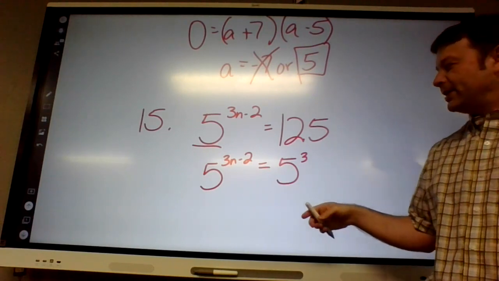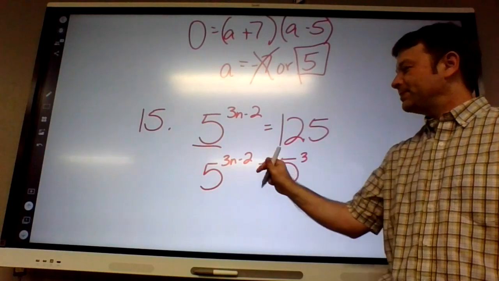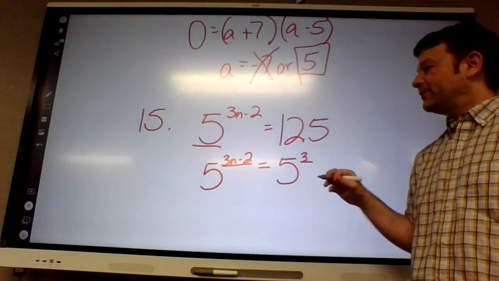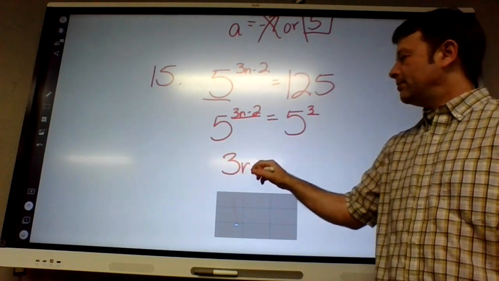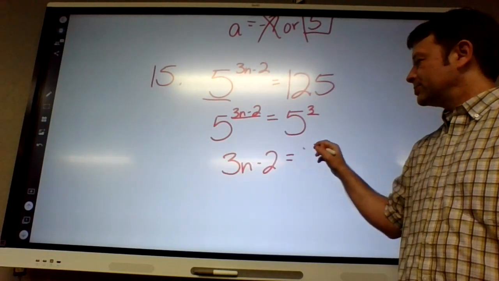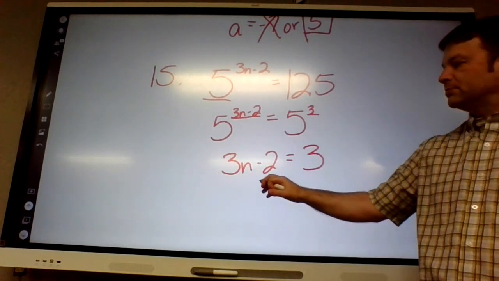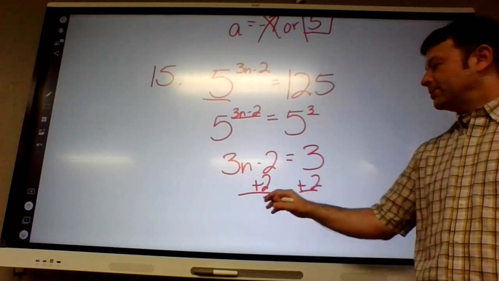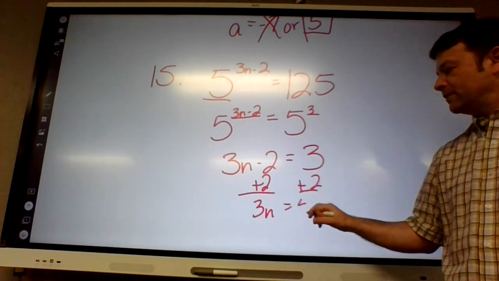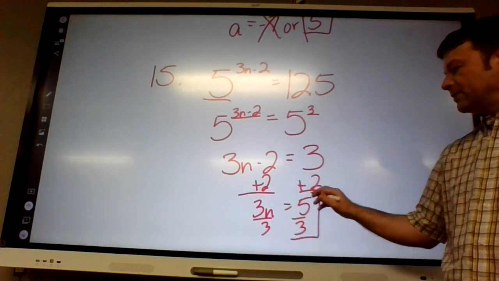He's innocent. Alright. Now, if these are both 5 to the something equals 5 to the something, then the something and the something would have to be equal to make these equal. So 3n minus 2 equals 3. Back to the basics here. So 3n equals 5. N equals 5/3.